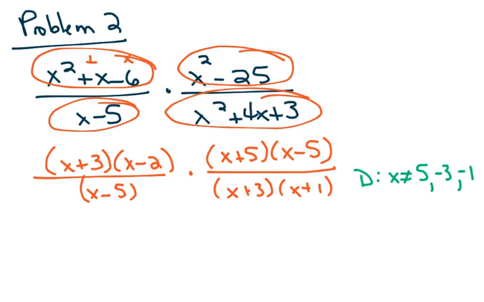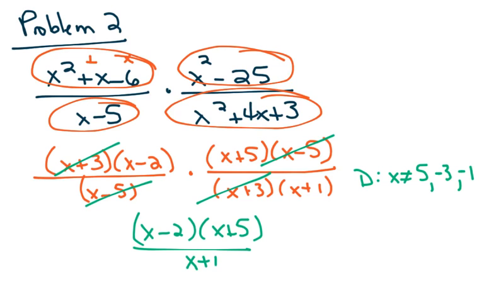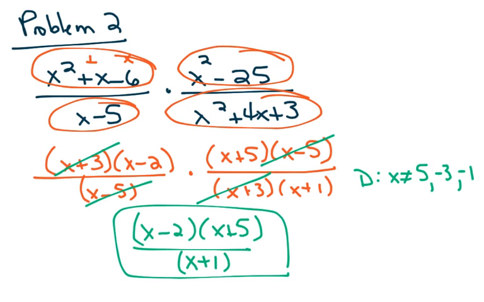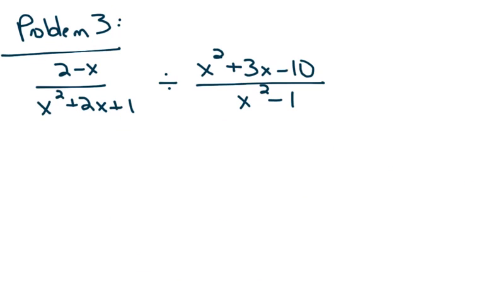So now I'm going to do canceling. I can cancel the x plus 3's. I can cancel the x minus 5's. And apparently that's all I can cancel. So the final answer is x minus 2, x plus 5 over x plus 1, with these restrictions. You don't have to multiply it out. I would just leave the final answer in factored form. It's going to make your life a lot easier.